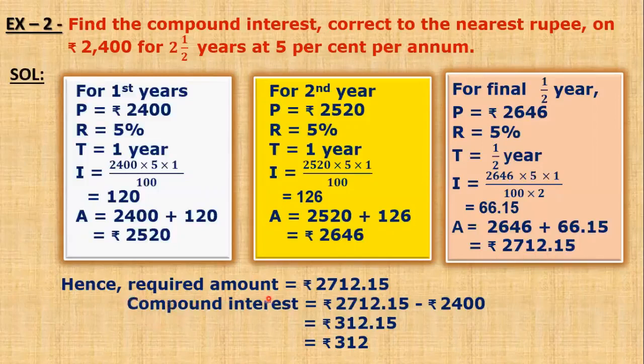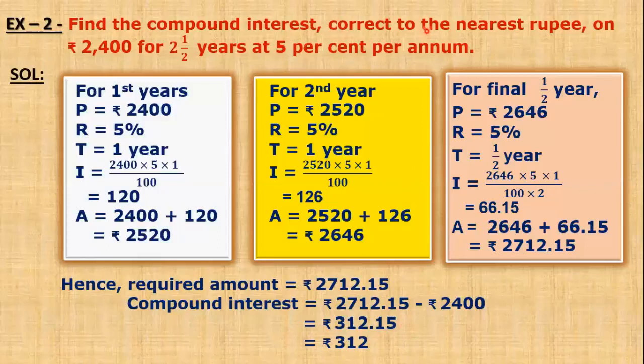Hence, the required amount in 2.5 years is rupees 2712.15, and the compound interest will be equal to the final amount minus original principal, that is 2712.15 minus rupees 2400, which will give rupees 312.15.